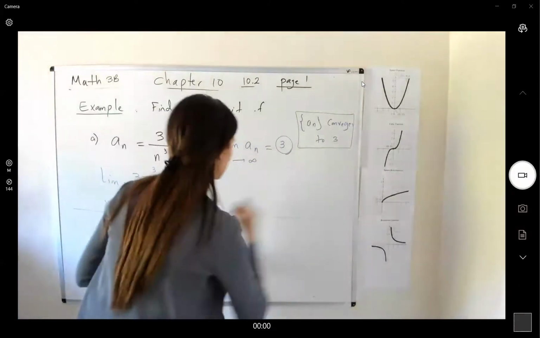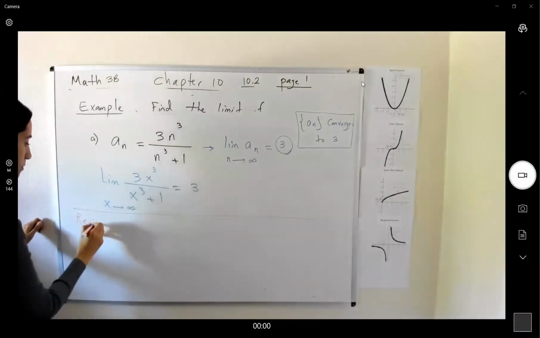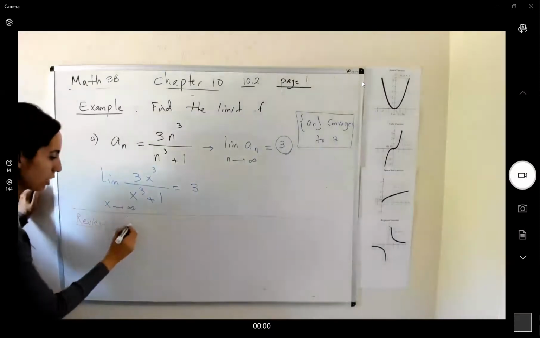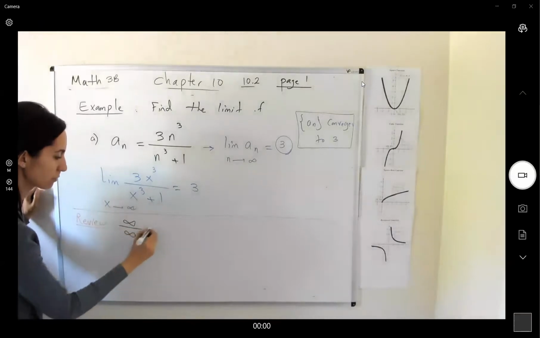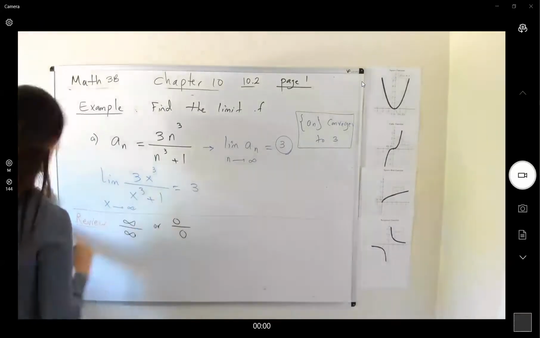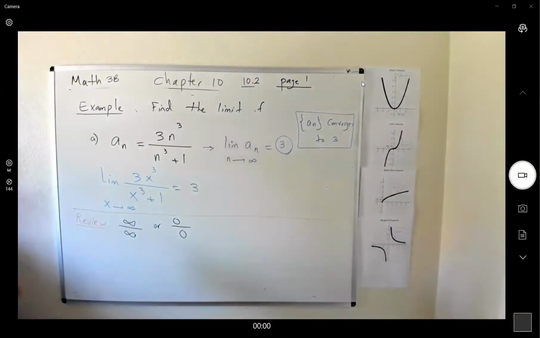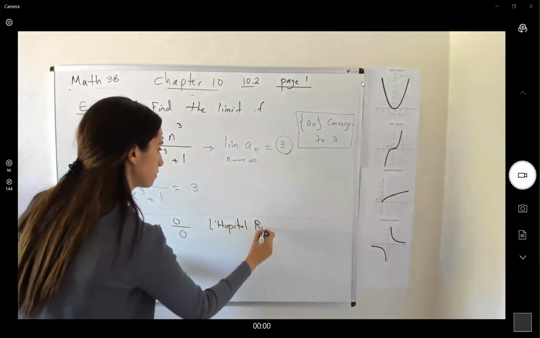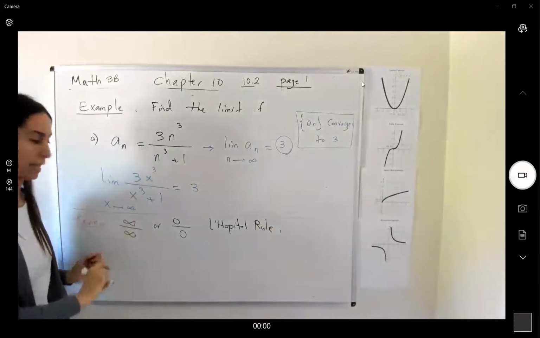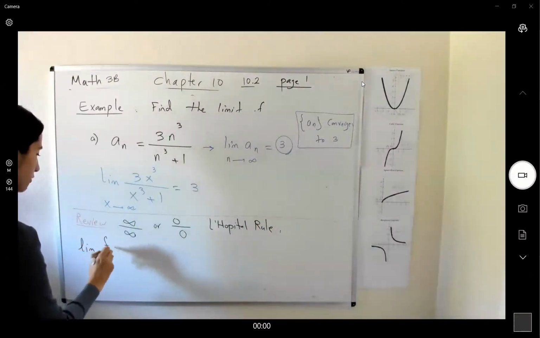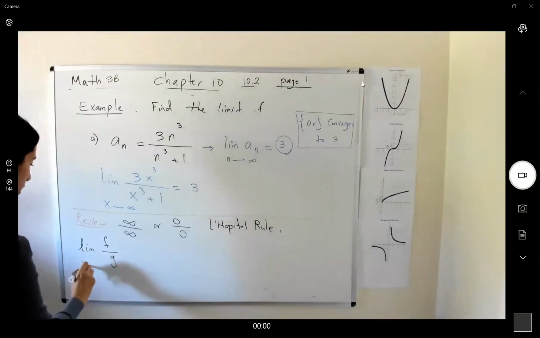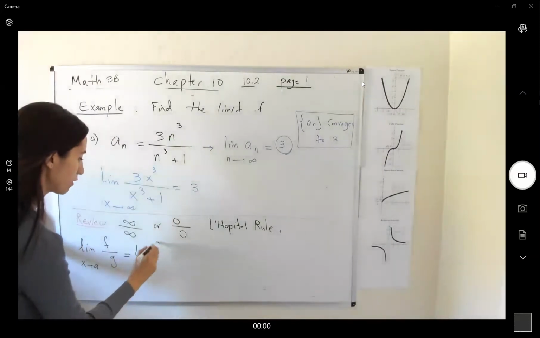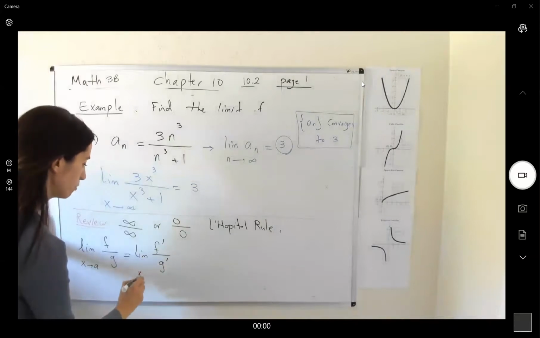Okay, let's review a little bit. In general, if you have infinity over infinity or 0 over 0, you can use L'Hopital's rule, which says that the limit of f over g while x goes to a, x goes to infinity, whatever it is, is equivalent to the limit of f prime over g prime while x goes to the same value.